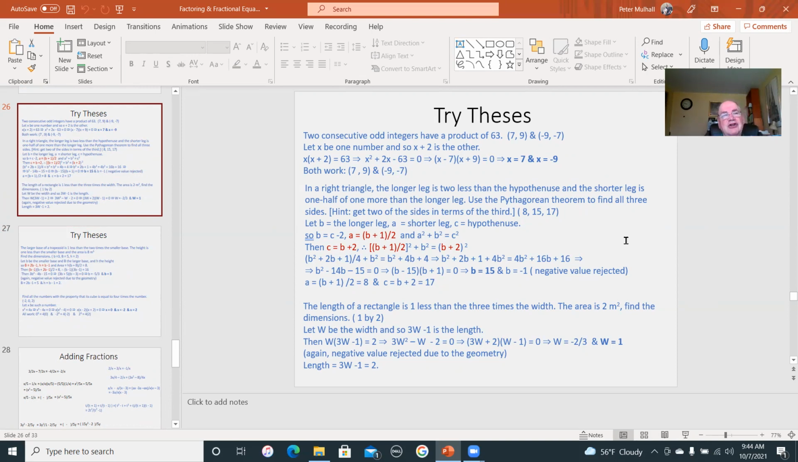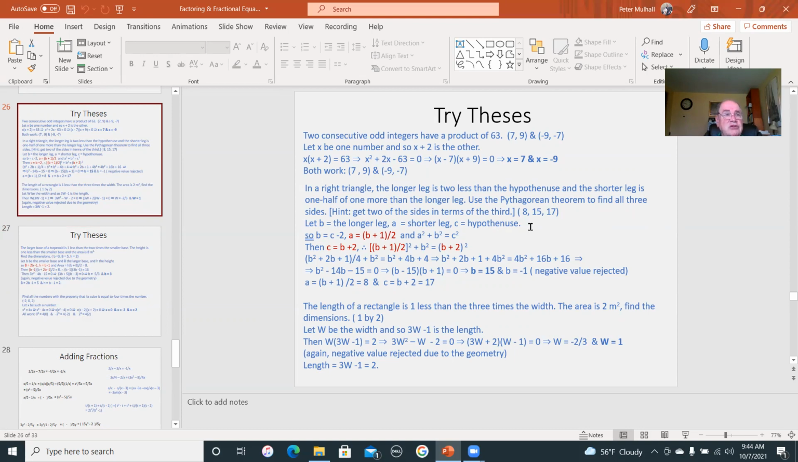This is pretty much the algebra in all its glory for these kinds of problems. In a right triangle, the longer leg is 2 less than the hypotenuse, and the shorter leg is 1/2 of 1 more than the longer leg. Use the Pythagorean theorem to find all 3 sides. Well, let B be the longer leg, let A be the shorter leg, and C be the hypotenuse. Now, if you go back and read that gobbledygook sentence, it will make a lot more sense if you put in your mind A, B, and C, because we know that A squared plus B squared is equal to C squared. That's one of our relationships.